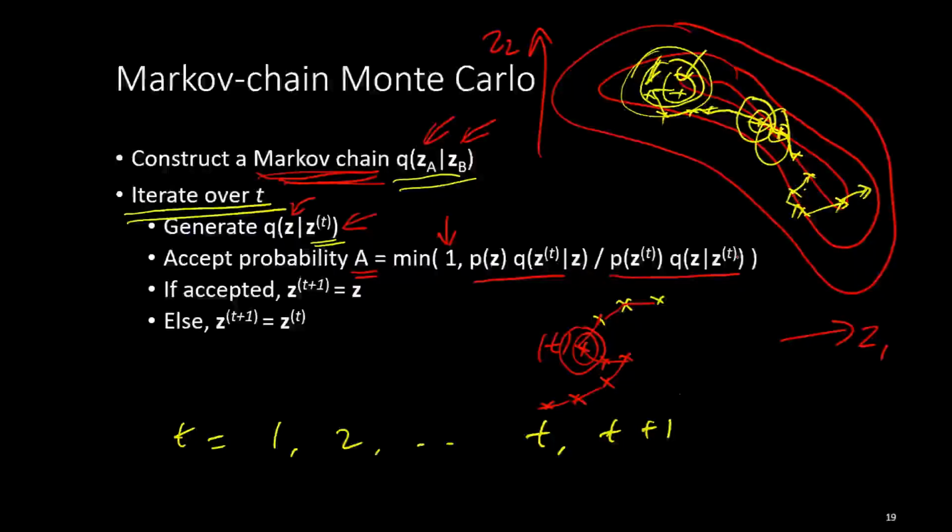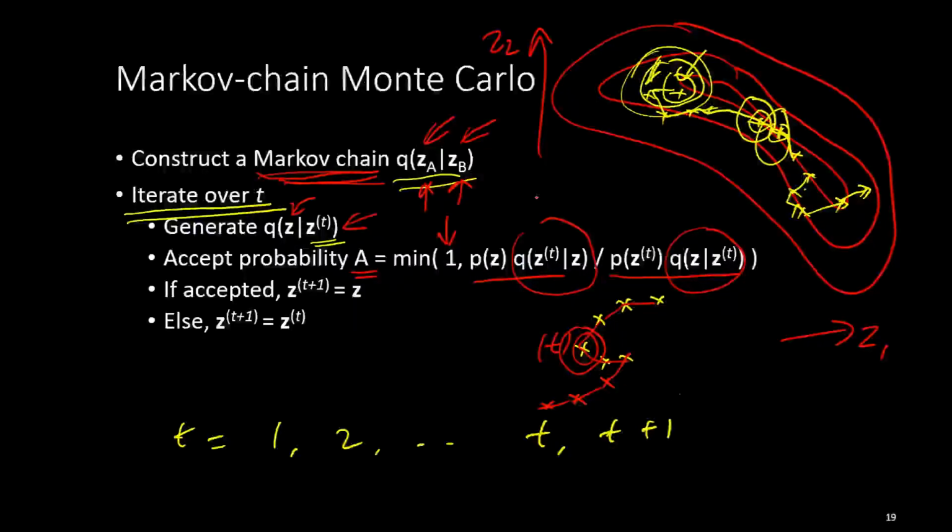So basically what this means is that we wouldn't have needed these two terms if the proposal was symmetric. If these are symmetric, then those terms would have cancelled out.